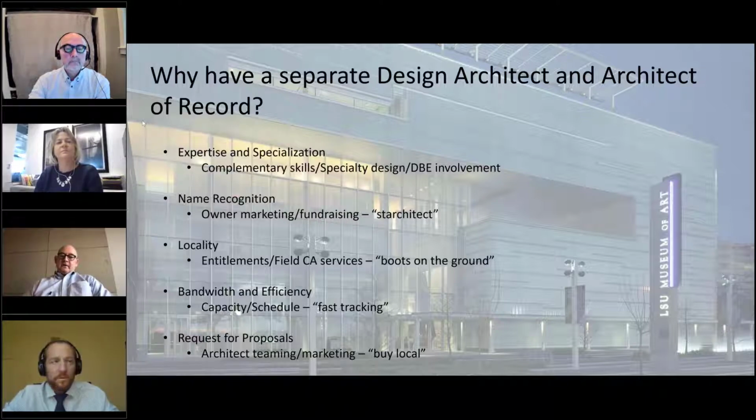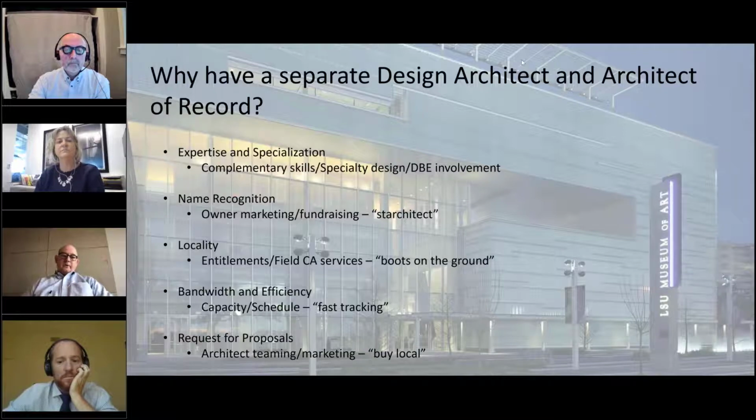In another case, it may be about marketing on the ownership side. Maybe the owner or client wants a certain architect's name and brand associated with their project for fundraising purposes, but they realize the name brand design firm might not be interested in or willing to or even able to carry the project out through completion. So blending those skills helps to fill that gap.